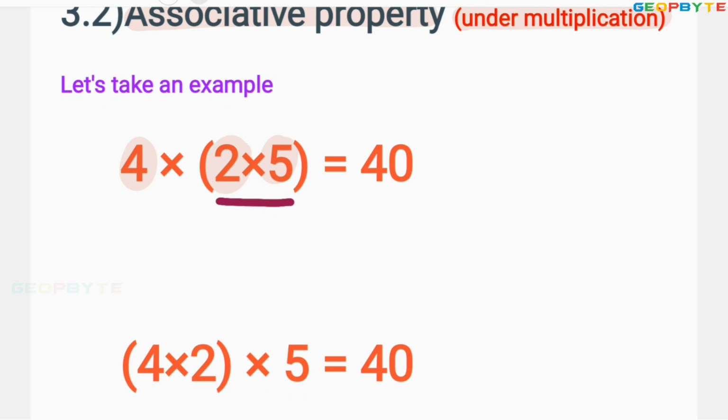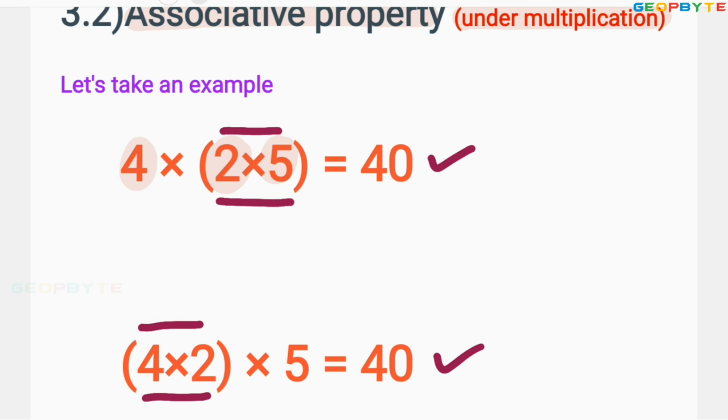In the second case, look at the screen. I have changed the bracket for 4 and 2. But in both cases, you are getting the same whole number. Therefore, the whole number is associative under multiplication. Its meaning is, it does not matter where we are keeping the brackets for multiplication. Anyhow, the conclusion is the whole number is associative under multiplication.